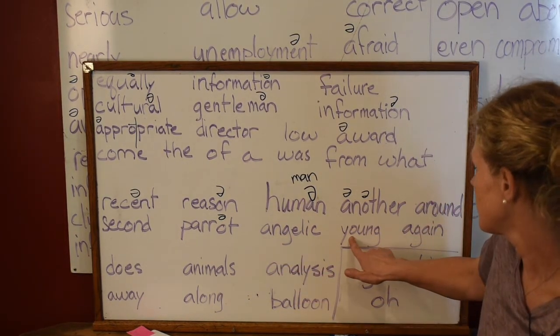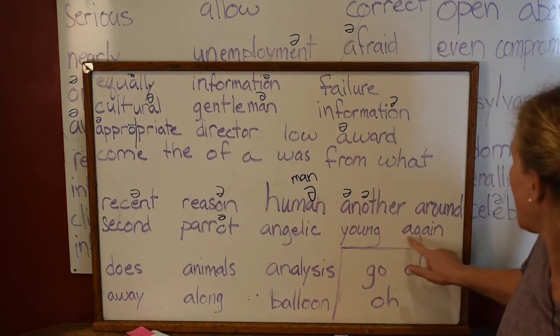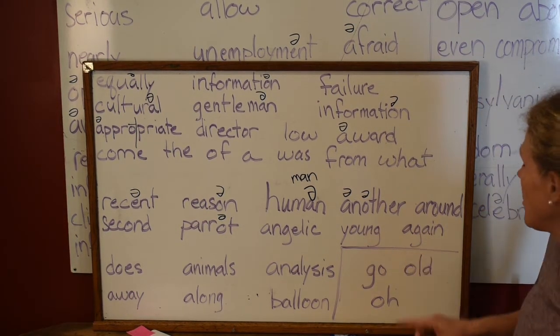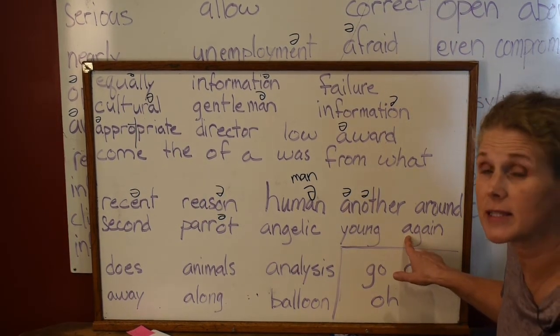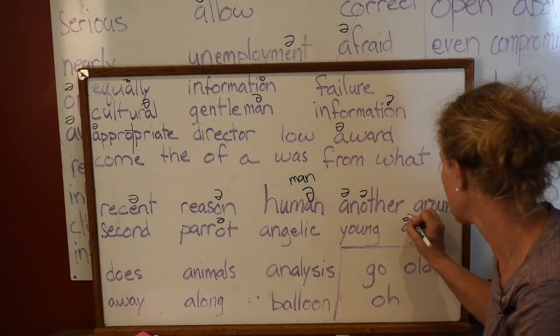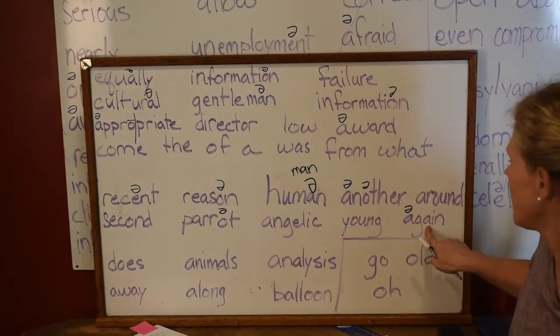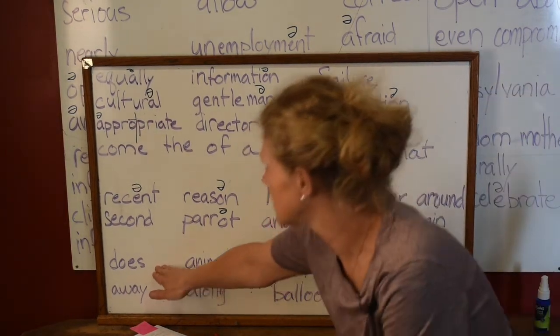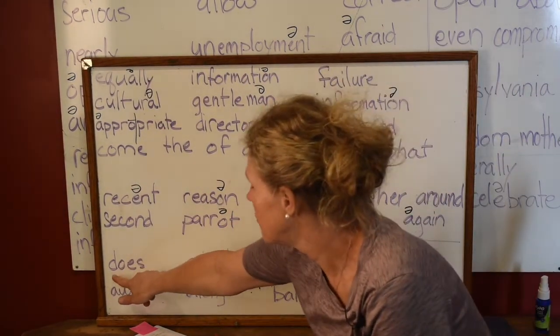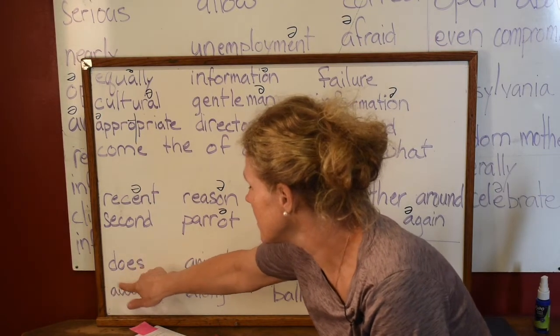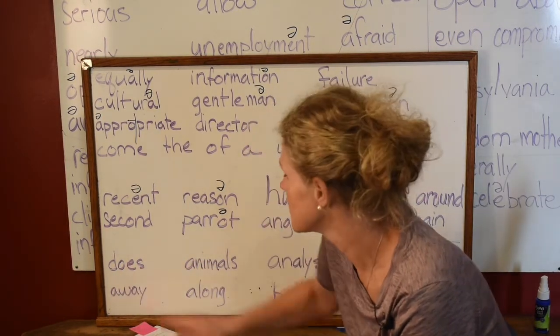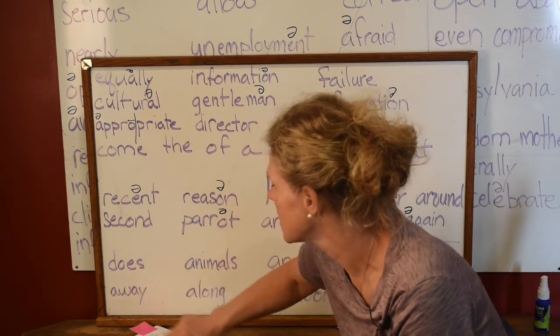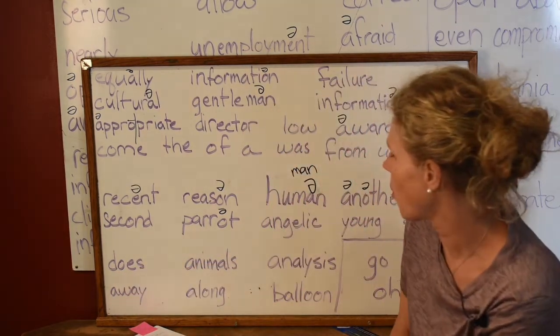Young, no schwa in there. Again, open A's in the unaccented syllable will say the schwa sound. That is open, that is a vowel team. Now, does. Now, does is the plural of do. Okay, that is your plural S. So that will not be schwa.